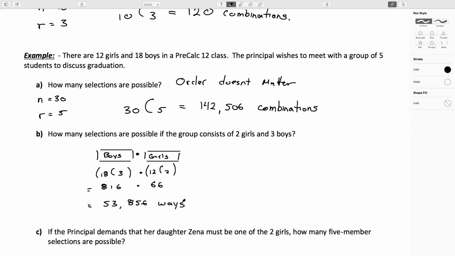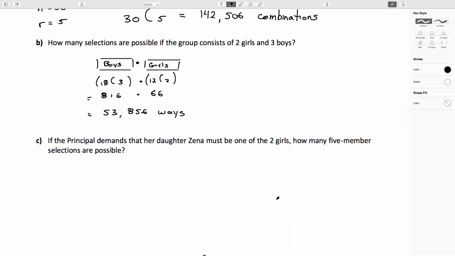Question C is similar, but with question C, we've got a third criteria. So we've got the girls, the boys, and we've got Zena. So if the principal demands that her daughter Zena must be one of the 2 girls, how many 5-member selections are possible? Okay, so in this case, we have to break it into 3 categories. First category will be the boys. Second category will be the girl that's not Zena, so just 1 girl. Third category is Zena.